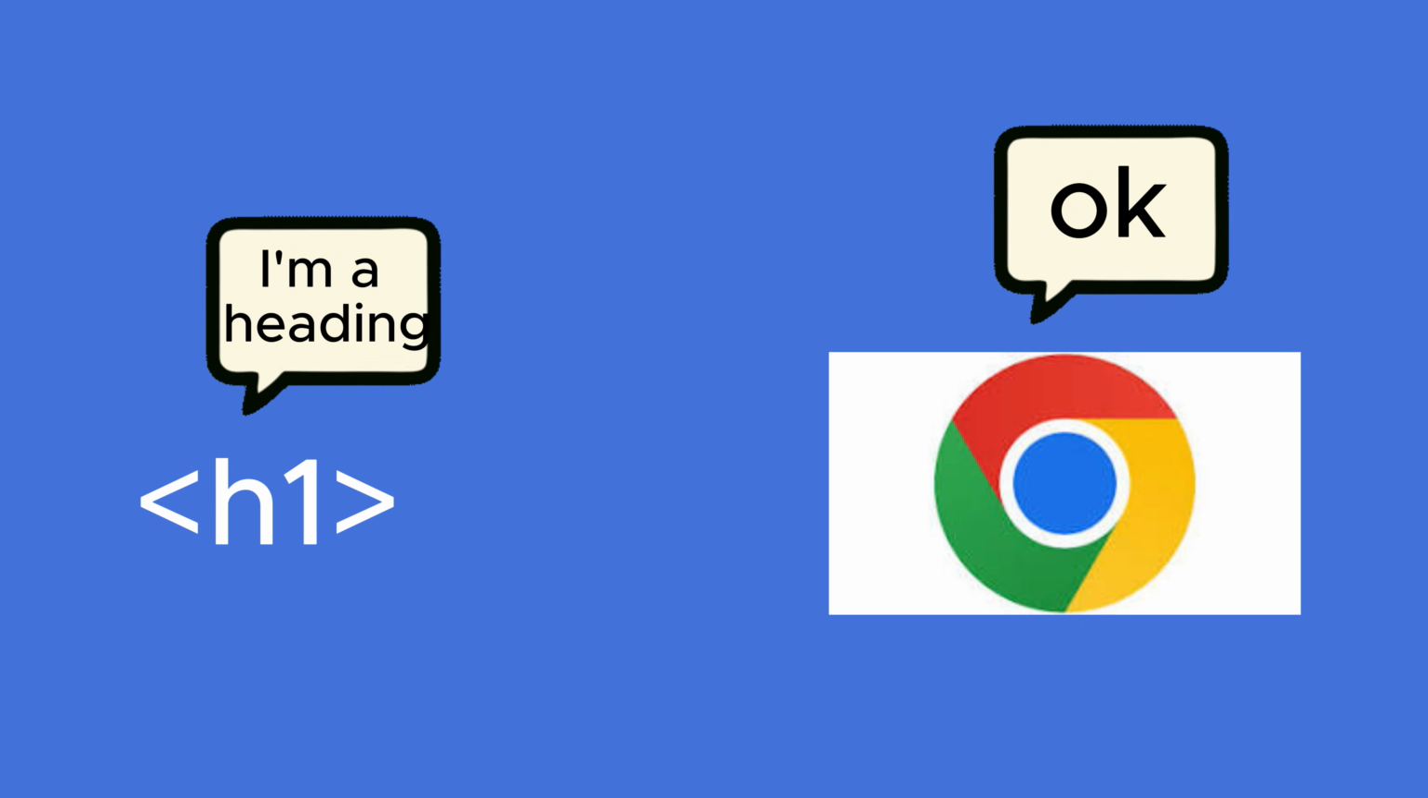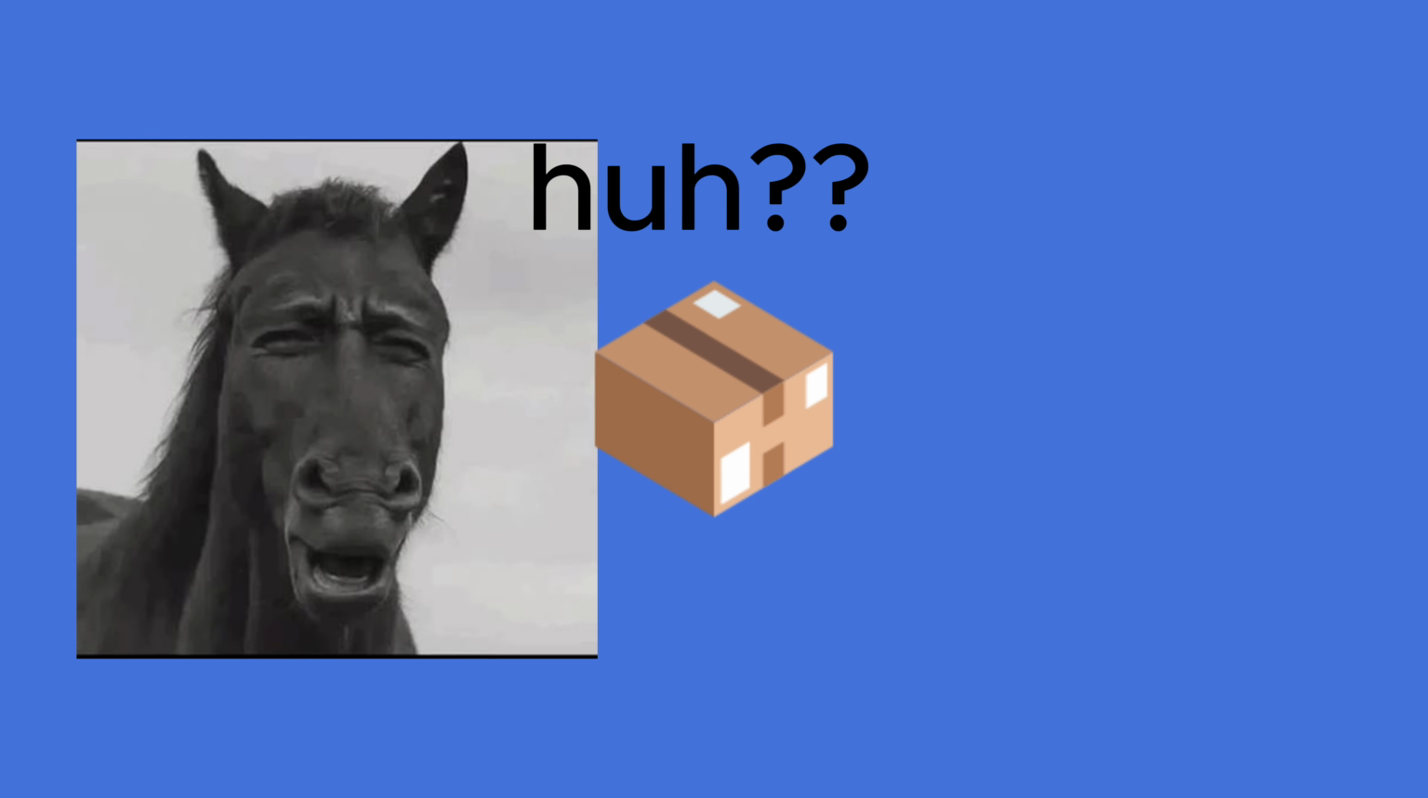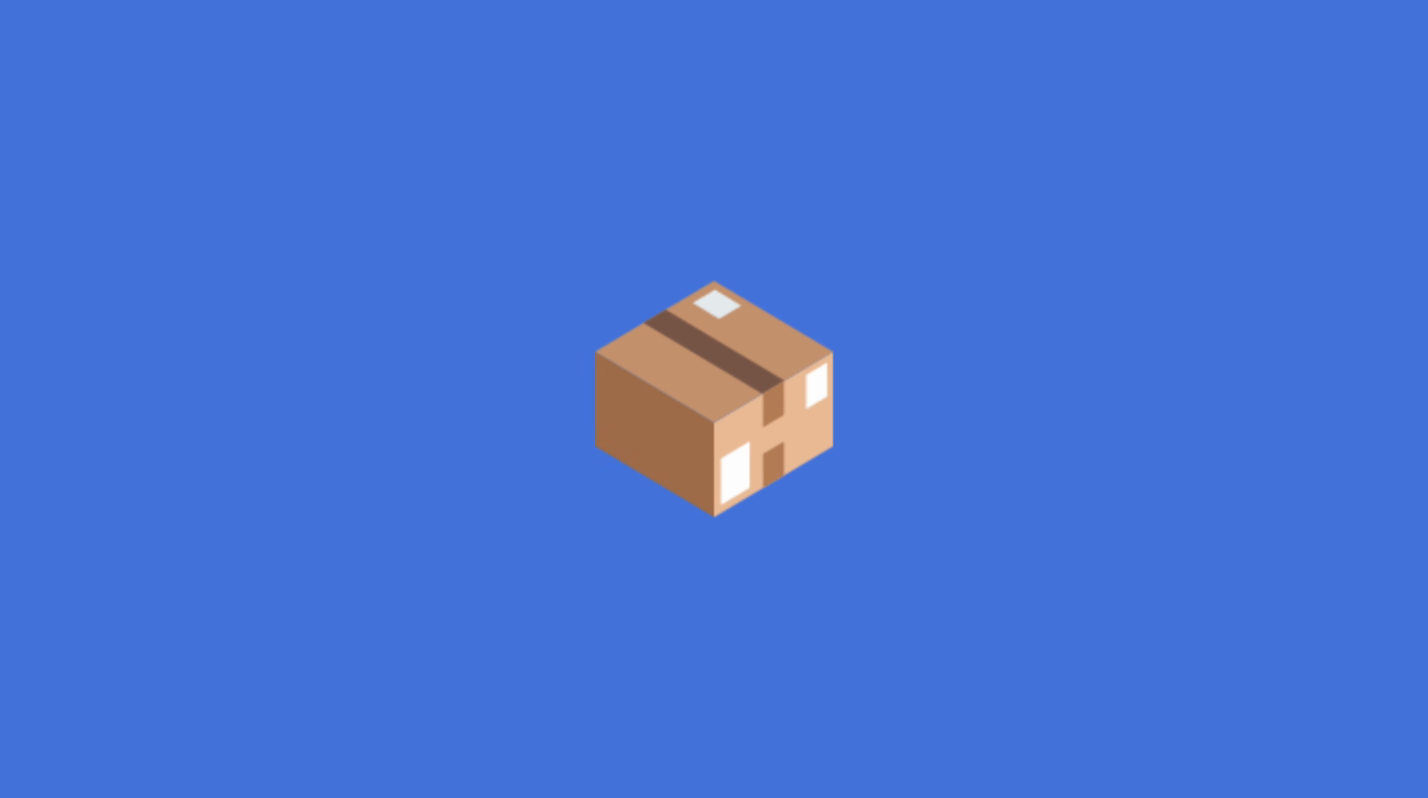But sometimes, just knowing the type of element isn't enough. Imagine I ask you to deliver a package. If I only tell you, deliver this package, you don't actually know where to take it. I need to give you more information, like the address. HTML works the same way.